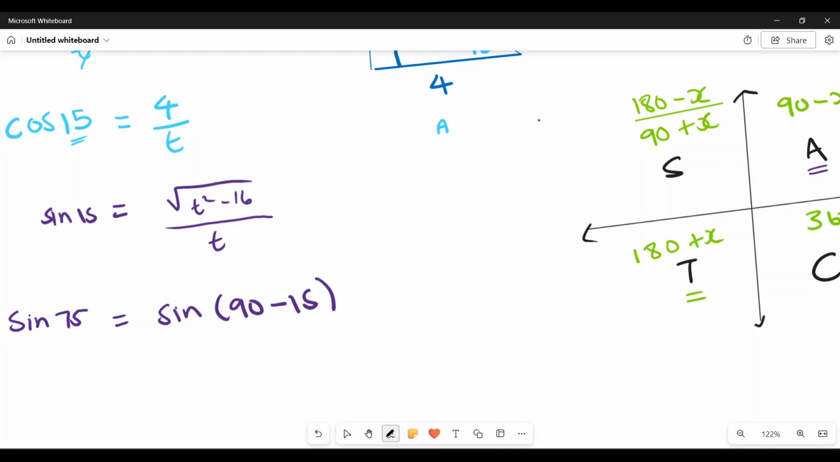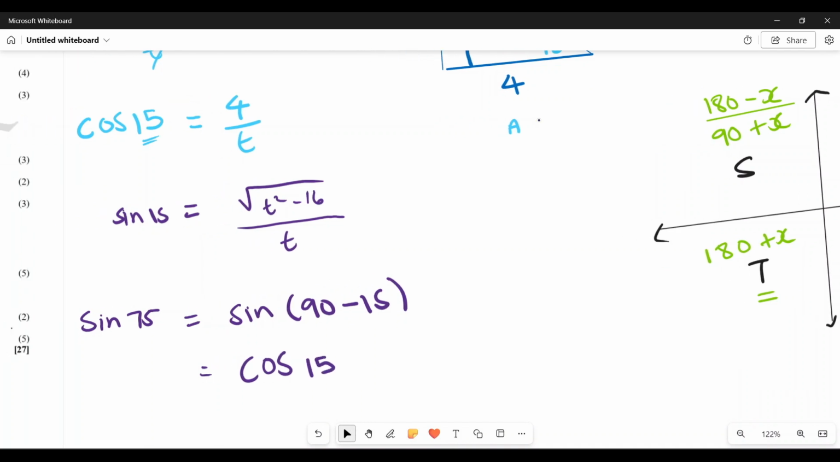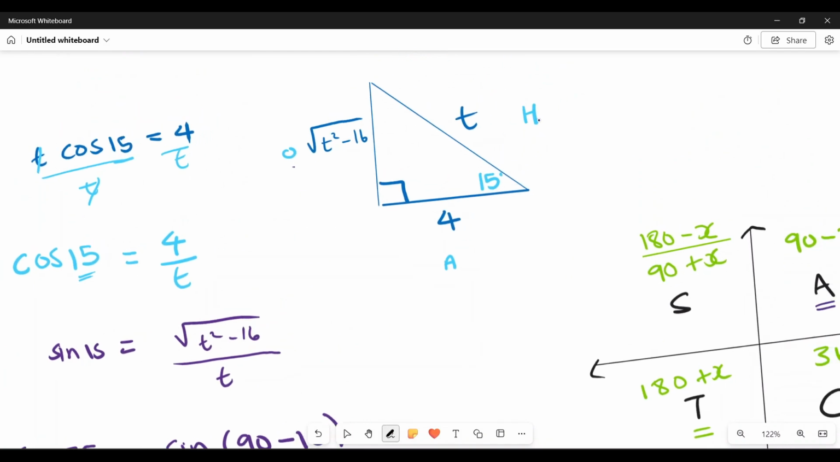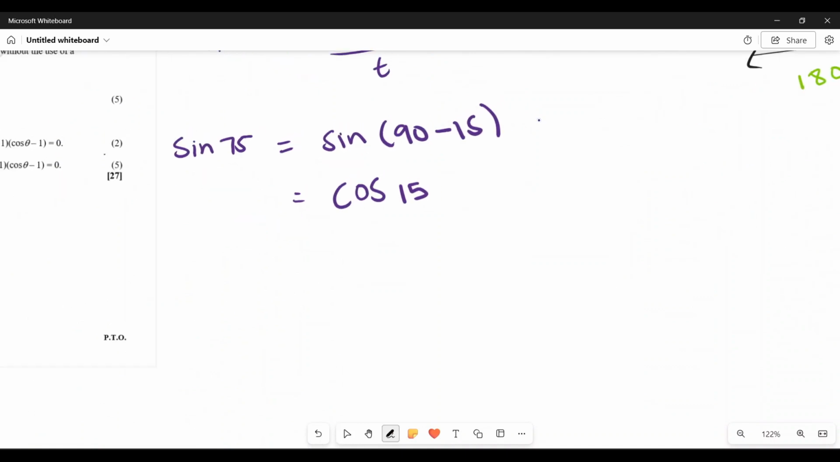So as a result, this here is going to change to cos, positive cos 15, right? Because it's going to change to positive cos 15, we're going to make use of our diagram here. Cos is adjacent over hypotenuse. So it's going to be your 4 divided by your t, right? Cos 15 is 4 divided by t.